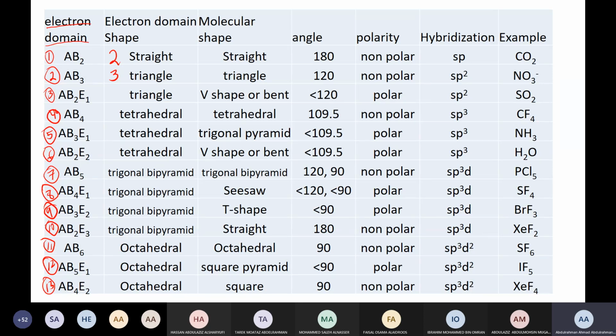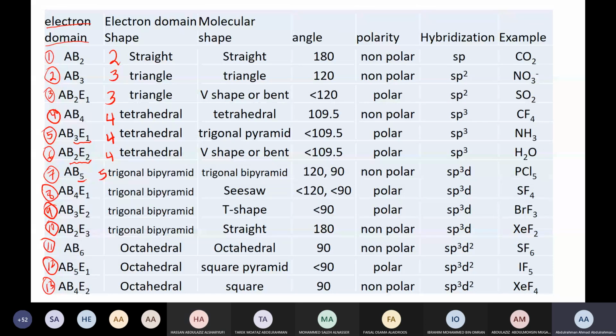Okay. Then, how about 3? What's the electron domain? Trigonal planar. Also 3. This is the electron domain shape, triangle. Okay. In AB4 it is tetrahedral. AB4. This one, what's the total? 3 plus 1 is what? 4. What's the shape? Tetrahedral. How about 2 plus 2? 4.